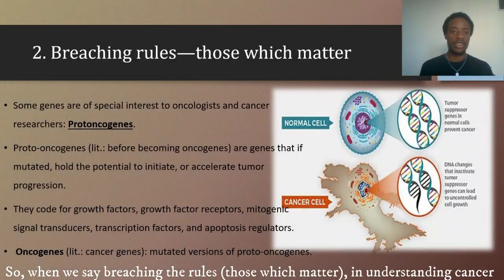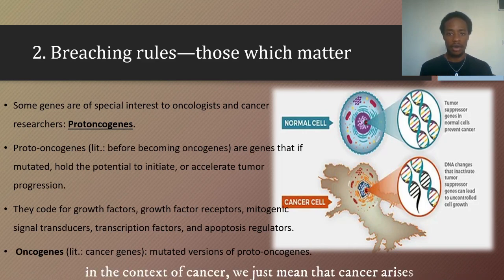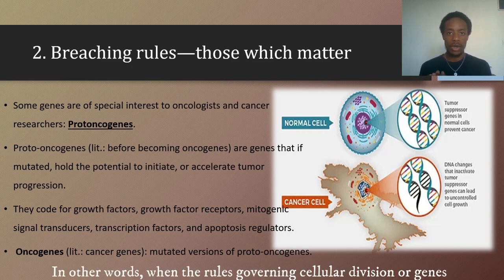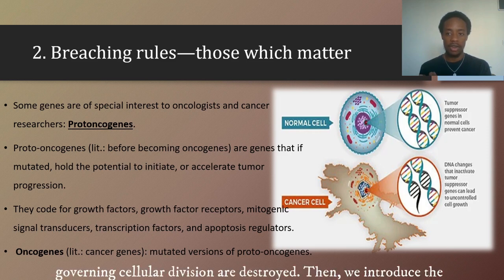So when we say breaching the rules, those which matter, in the context of cancer, it just means that cancer arises when particular rules are breached. In other words, when the rules governing cellular division, or the genes governing cellular division, are destroyed.